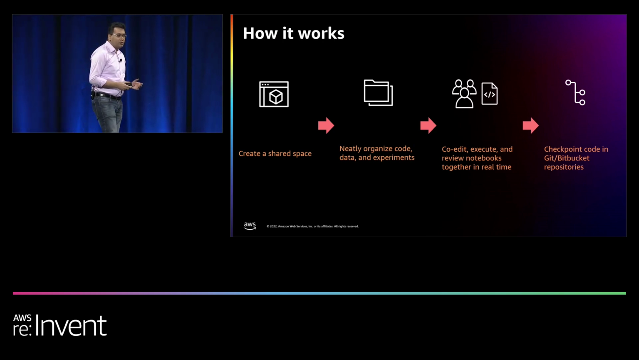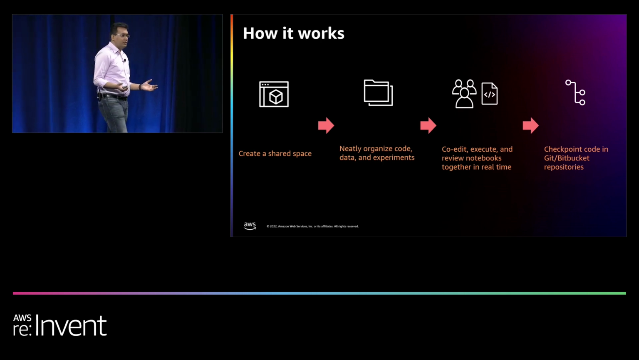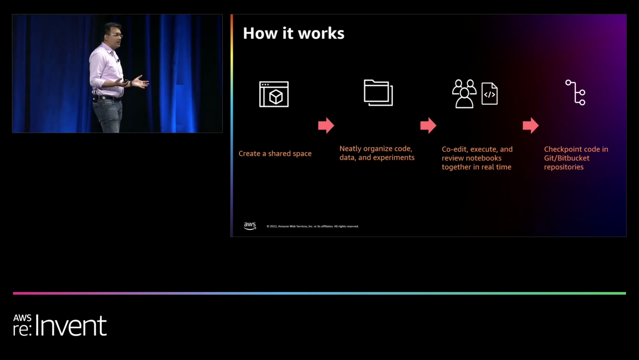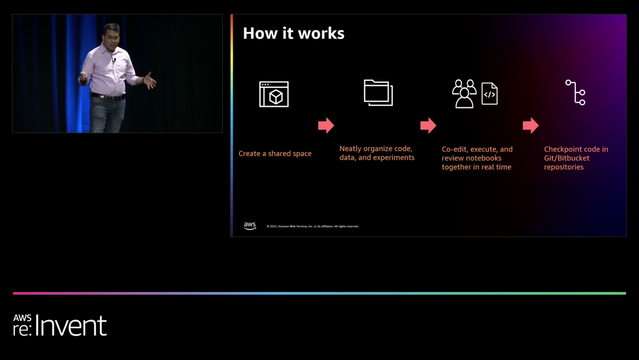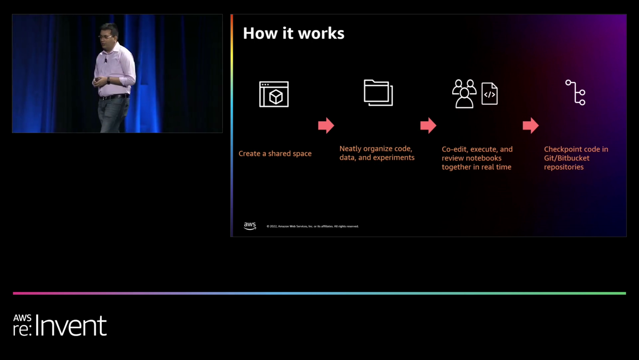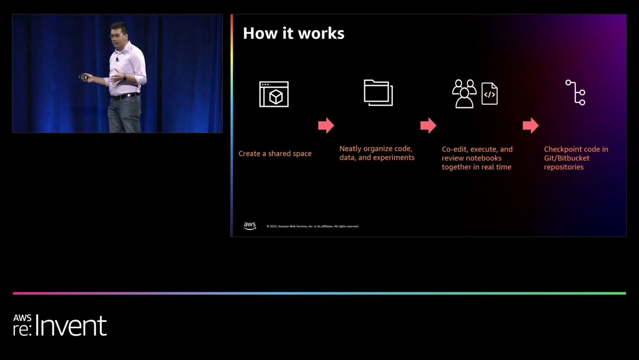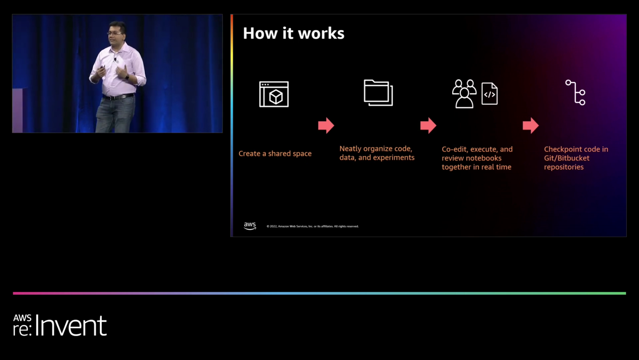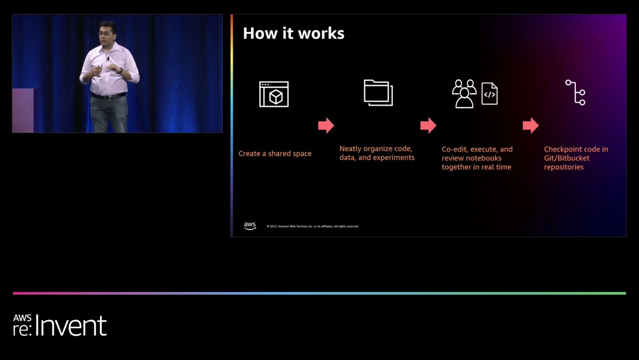So first thing you do, you go in SageMaker, and you create a collaborative space. A collaborative space is like a workspace for you and your team members to collaborate together on an ML problem. What it gives you is access to a shared SageMaker Studio IDE with a shared EFS file system, which means all of you are accessing the same Studio IDE and see the same set of notebooks in real time.